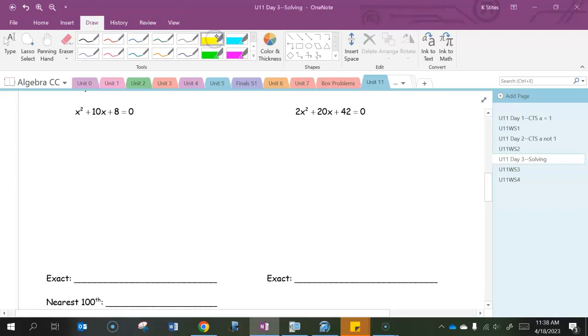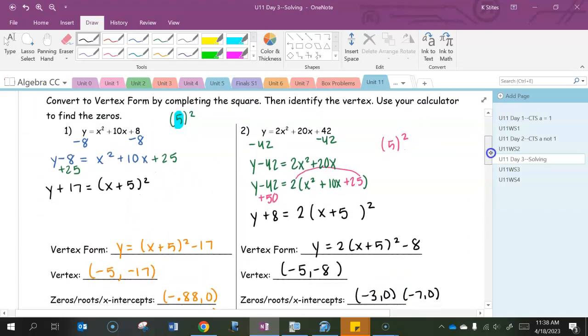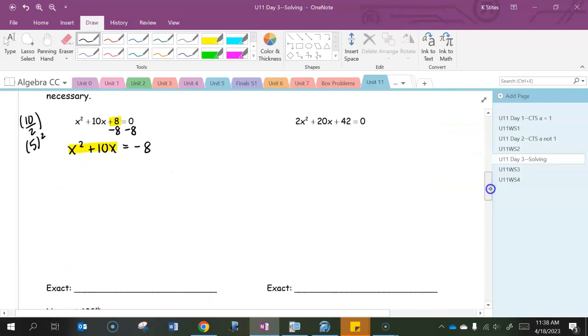So we're going to start the same way as before. You're going to move your number over. So instead of a y, though, this is a 0. So we have x squared plus 10x equals negative 8. Okay, now we're going to complete the square with this side. All right, so your b value is the 10. Divide by 2. All right, that's 5 squared. And you may notice that this is the same problem from above, only with a 0 instead of a y.